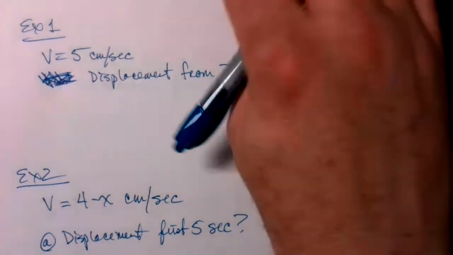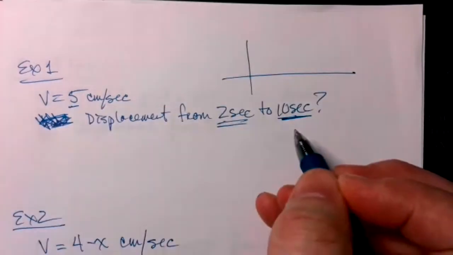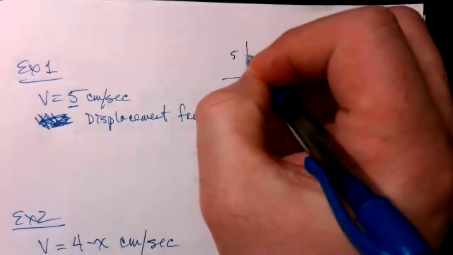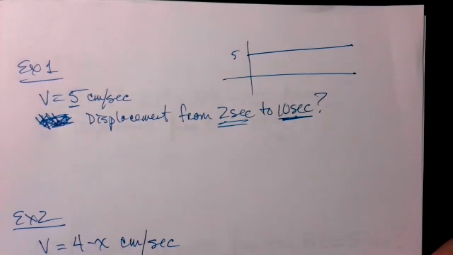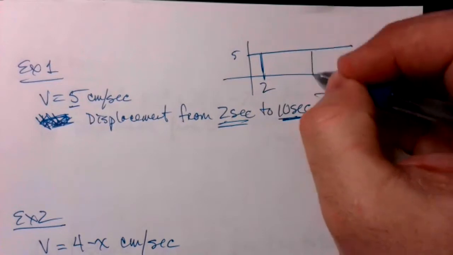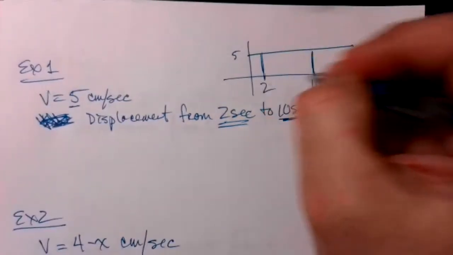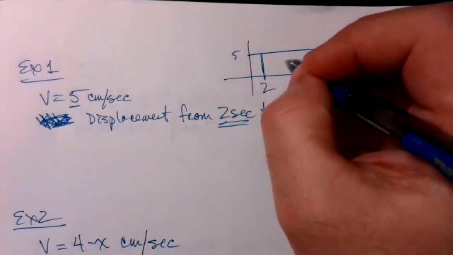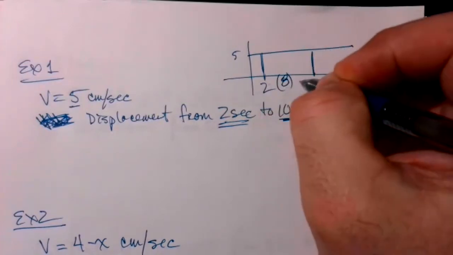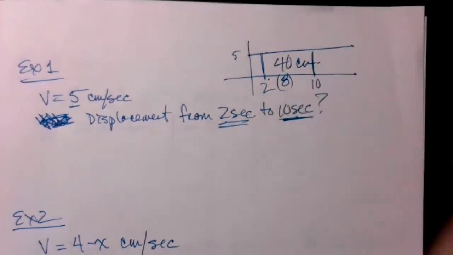And so if we were going to do a graph of that, just to get a picture of what's going on, again, this looks very similar to what we just did. So here's 5, because that's constant. That's a constant velocity. And then 2 seconds might be here, and 10 seconds might be here. And I can literally say 10 minus 2 is 8. So that's a change of 8 times the height of 5. So this would be 40 centimeters.